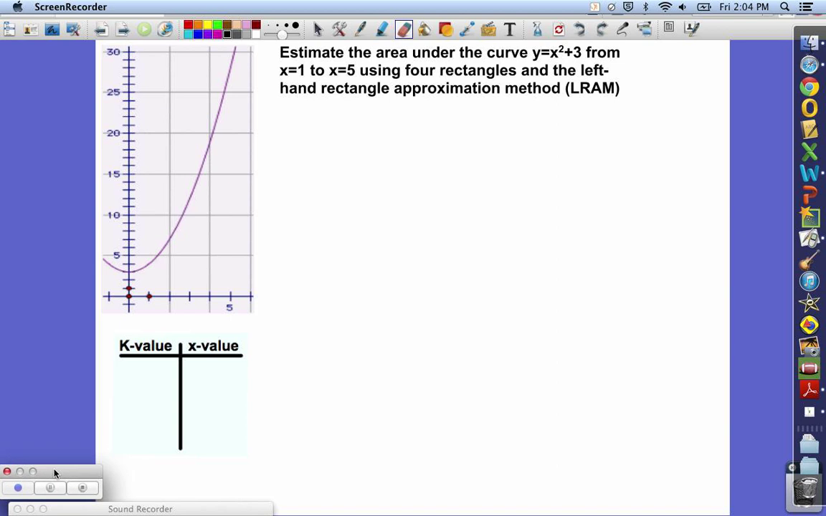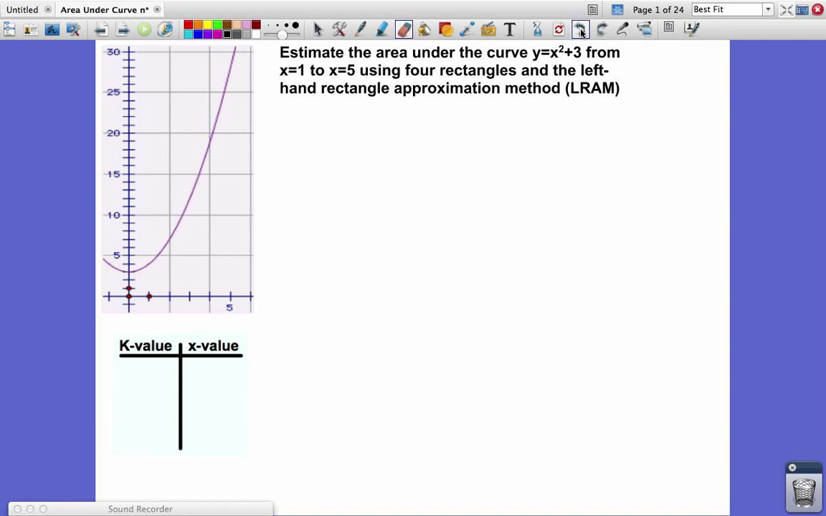We are going to be estimating the area under the curve y equals x squared plus 3 from x equals 1 to x equals 5 using 4 rectangles and the left-hand rectangle approximation method, LRAM. The first step in this process is to draw in the rectangles.